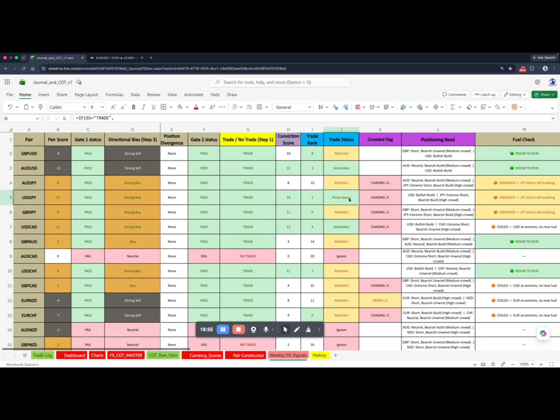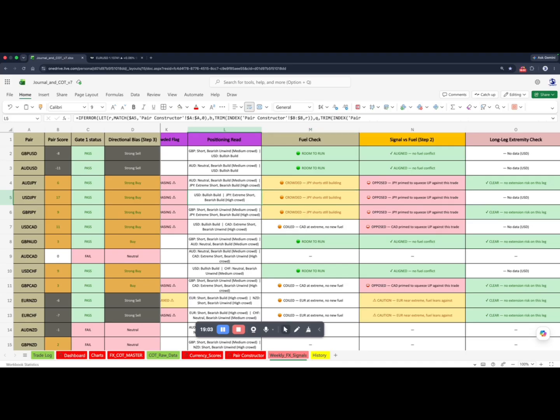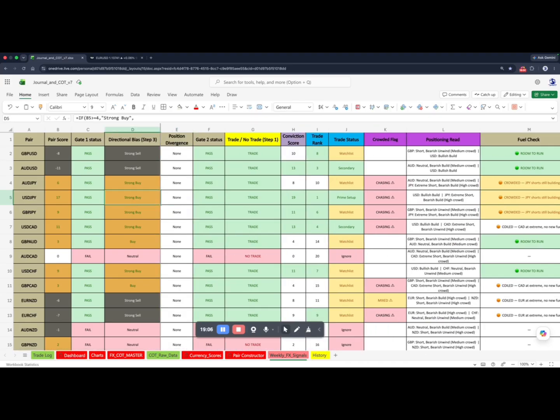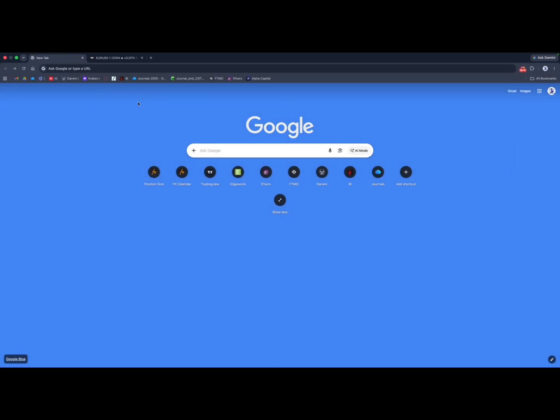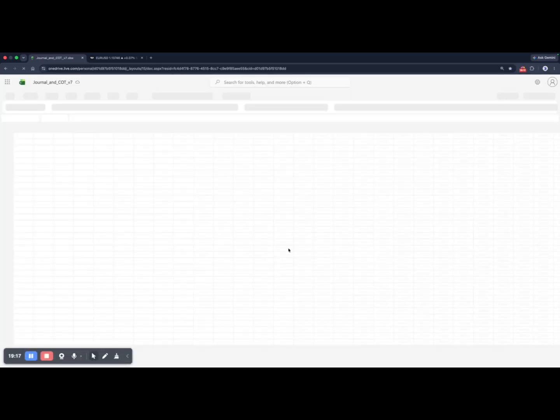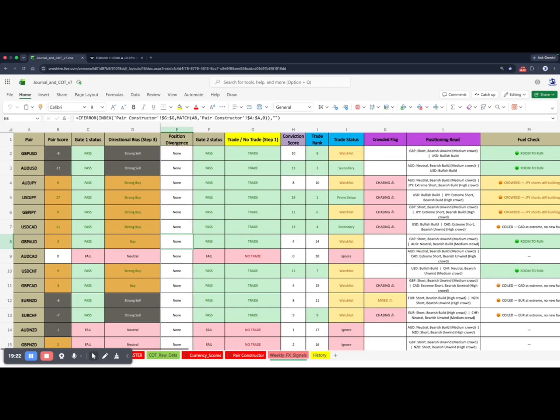US dollar, Japan. Maybe we'll take a look at this one. So first of all, let's put this into practice right now. Let me just take a look at this a minute. Yeah. US dollar, Japan, strong buy. Okay. Step one, trade or no trade. We have a trade.